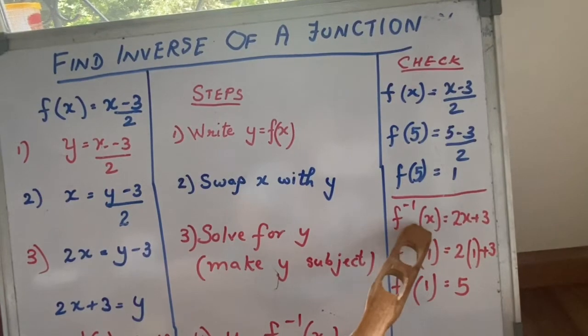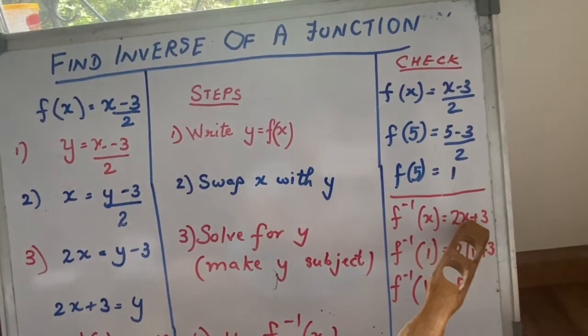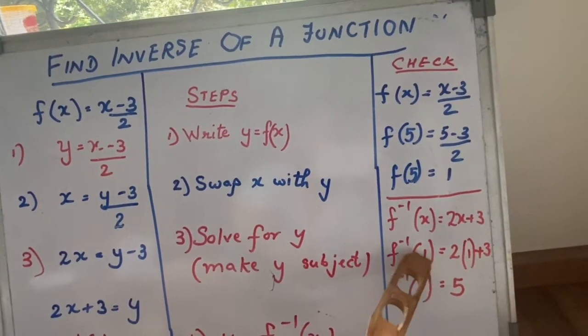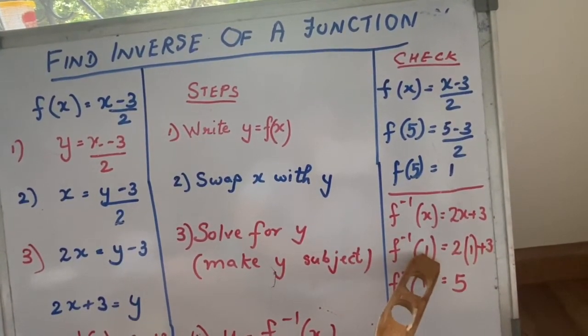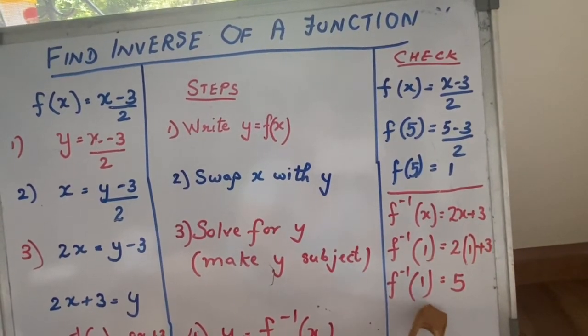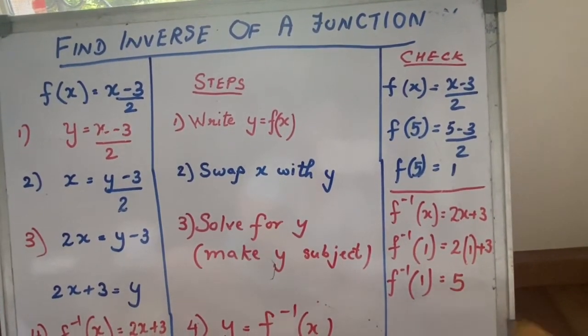We got f inverse x as 2x plus 3. You replace x with 1, which was the output. So if I say f inverse of 1, replace x with 1, I get f inverse of 1 as 5.